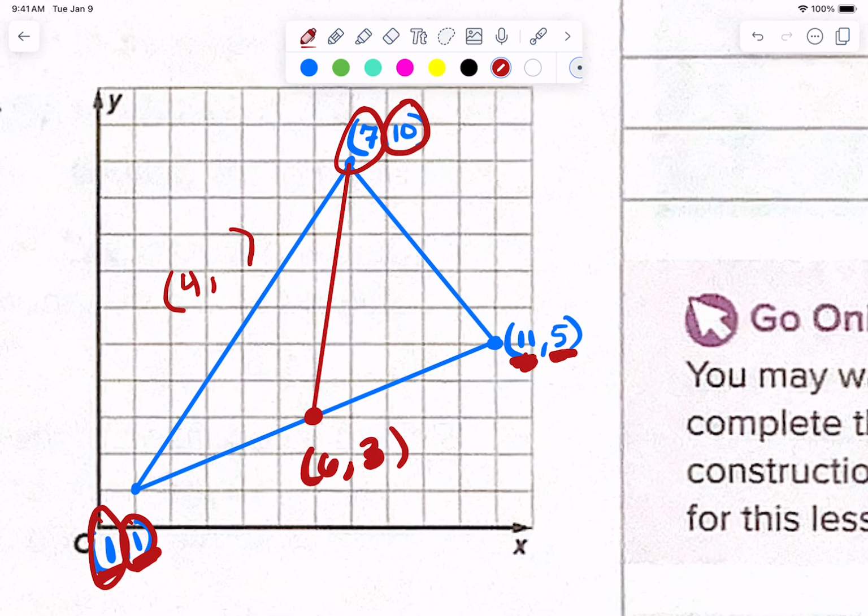11 divided by 2 is 5.5. We'll go with the decimal, 5.5. Good. So (4, 5.5) is this spot right there, and we're going to connect it back to this corner over there. Okay.